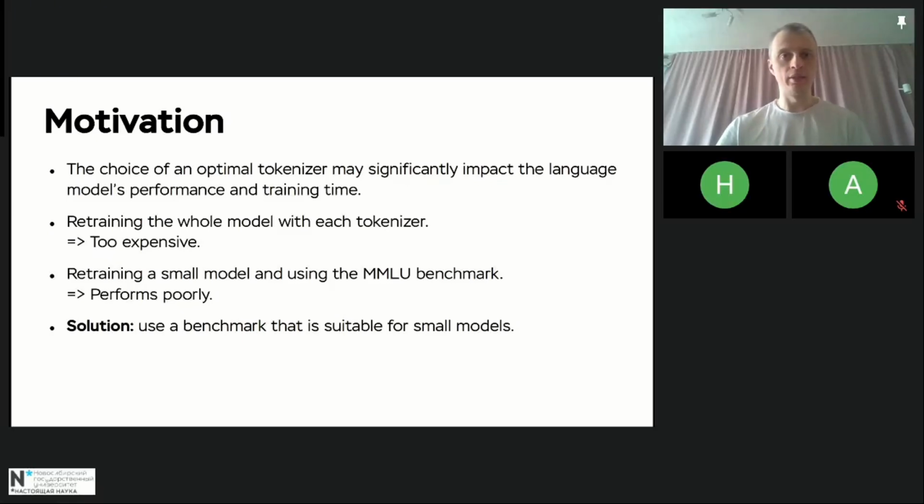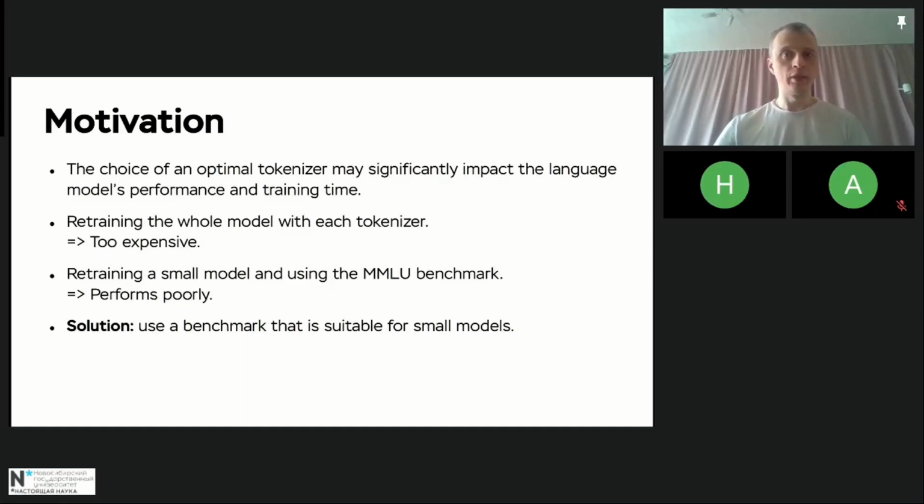However, this method is computationally expensive, especially for large models, and it becomes impractical when a large number of tokenizers need to be tested. An alternative strategy is to retrain a smaller model using each tokenizer and evaluate performance using a standard benchmark such as MMLU. However, commonly used benchmarks like MMLU are not well suited for small models and tend to yield unreliable or poor results in this setting.